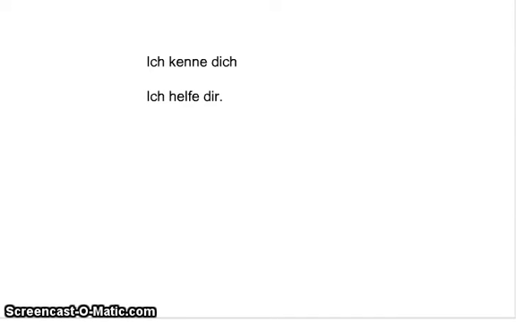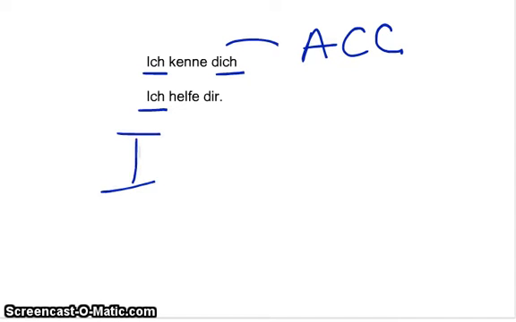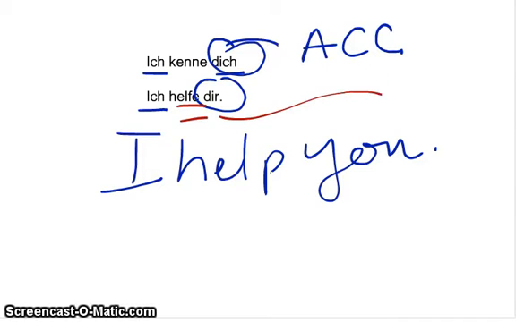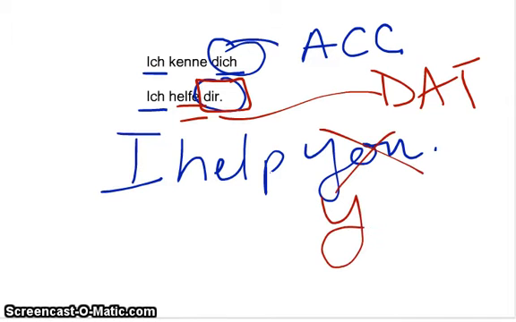In sentences such as this, we want to replace and watch out for the accusative and dative case. So here we have, I know you. Dich is the accusative case of you. In this sentence, we have the personal pronoun ich, I help you, but this you is not the same as that you. Helfen, if you recall, helfen is a dative verb. Because it's a dative verb, we use the dative du. So, ich helfe dir. So they both mean you, but they're two different yous.